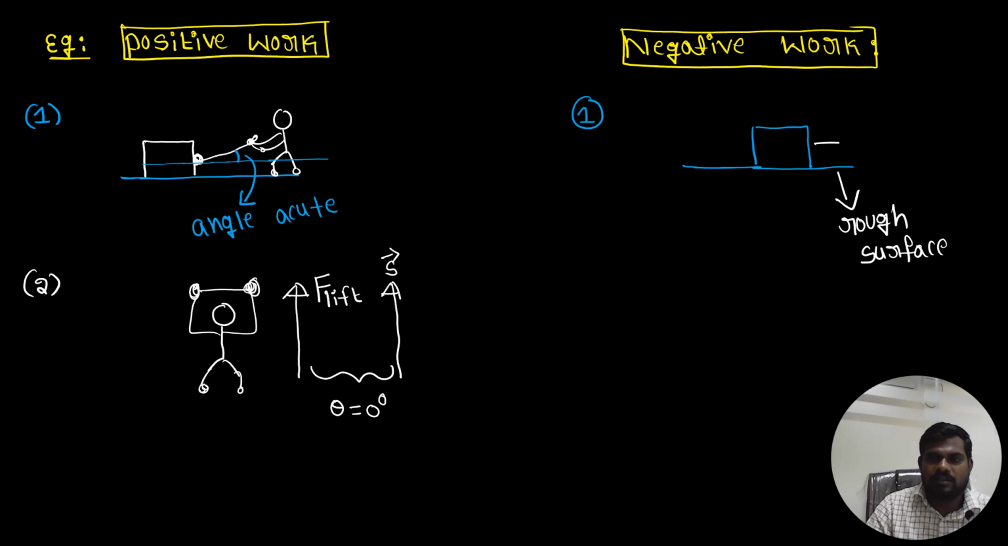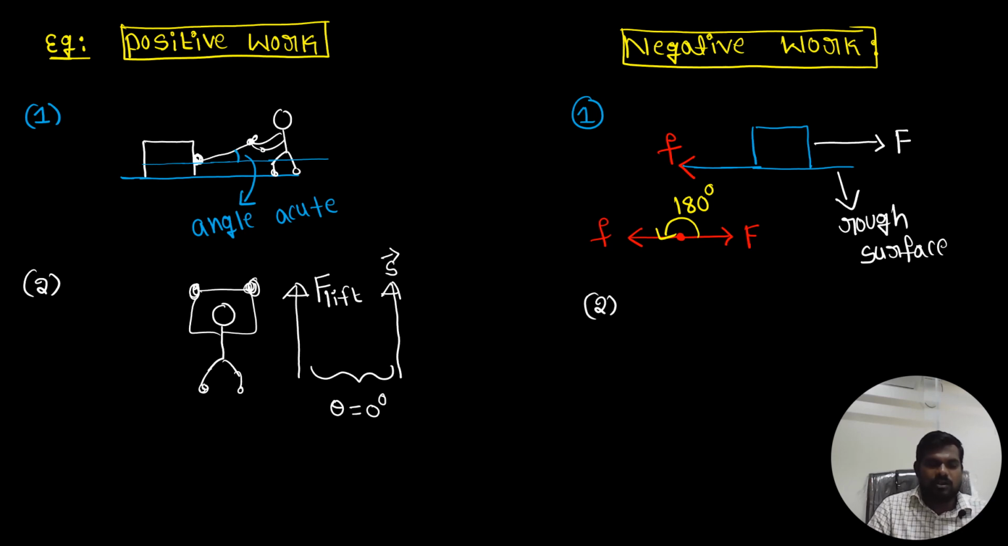I'm applying a force on this block towards the right direction. The frictional force is happening opposite to this applied force, backward. Now the angle between the applied force and frictional force is 180 degrees. So when theta is equal to 180 degrees, we call it negative work done.